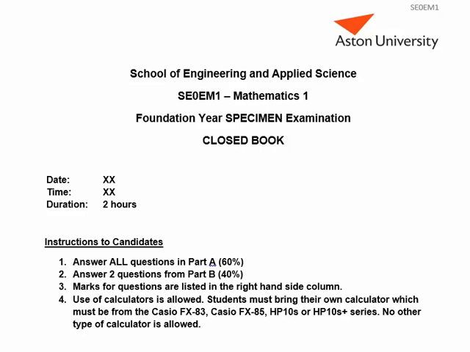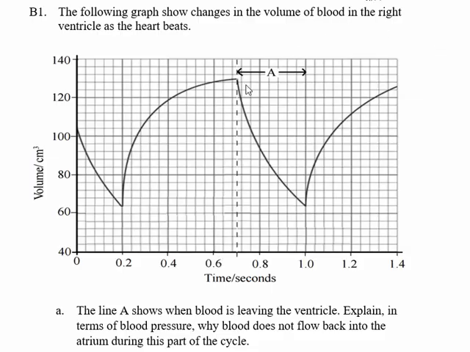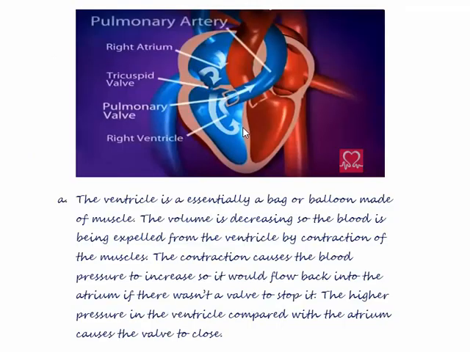Mathematics 1, Specimen Examination, Question B1. The line A shows when the blood is leaving the ventricle. Explain in terms of blood pressure why blood does not flow back into the atrium during this part of the cycle. Let's remind ourselves how the heart works.